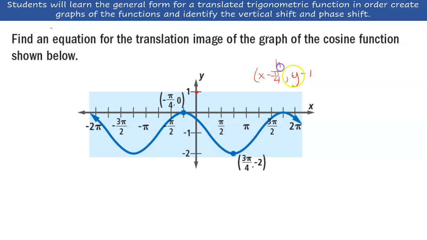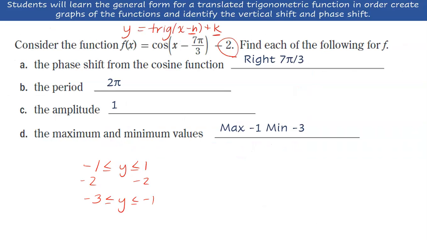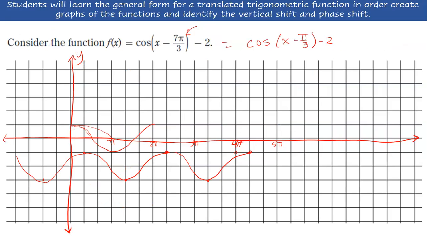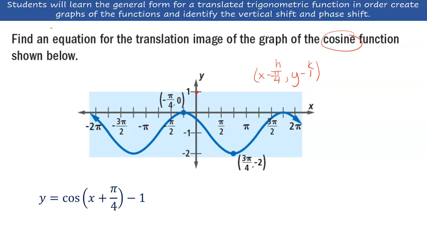So this is my h, this is my k. So to write my equation, we say it's the cosine curve. So we're going to have y equals the cosine of x plus pi over 4, close the parentheses, minus 1. And they told us to do cosine, so that's all this could be. Now, if you wanted to write it as sine, you could, but they told us this was a cosine curve, so there was no reason to think of anything else.